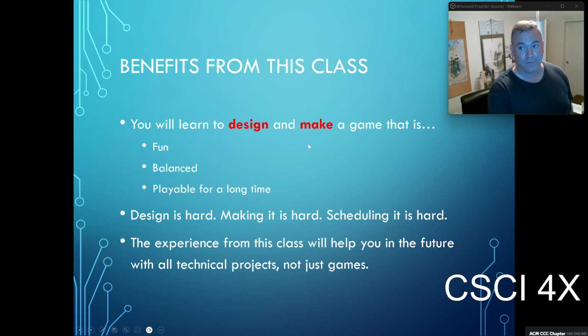So in this semester, you're going to learn how to design and make a game. And these are 2 different skills, by the way. I've got friends in the industry who are game designers. They don't program, or maybe not much, but they design a game. And so they understand game systems. They understand what makes things fun. And that's a whole job.